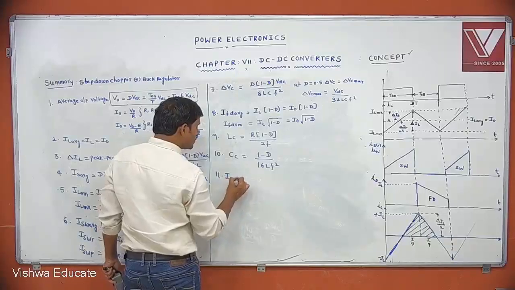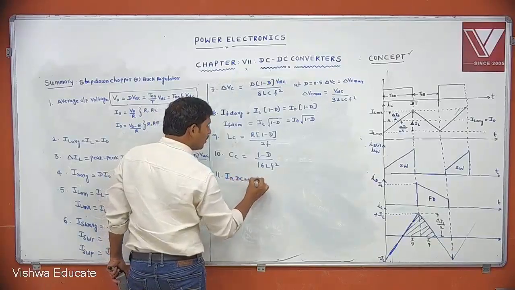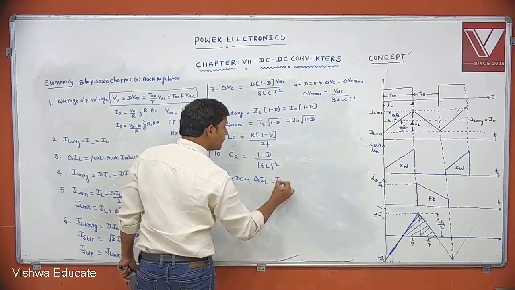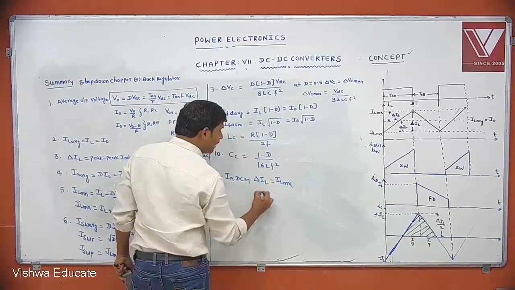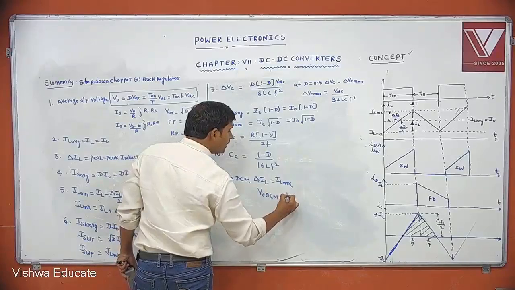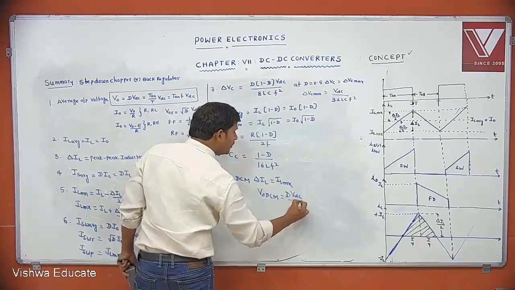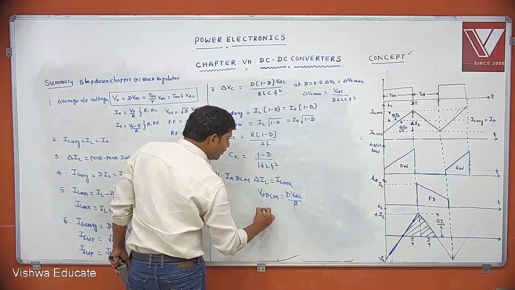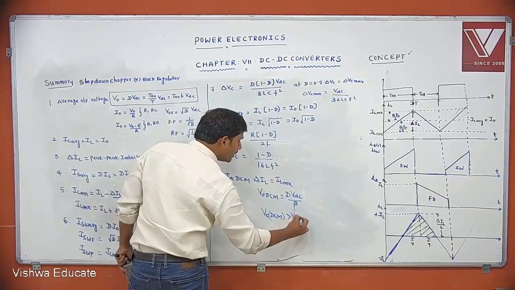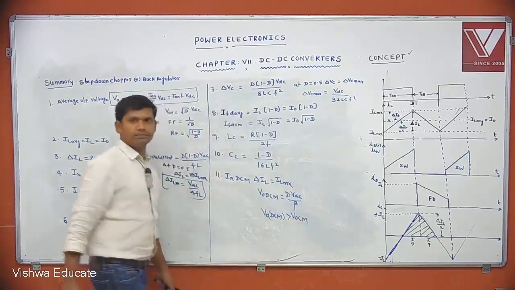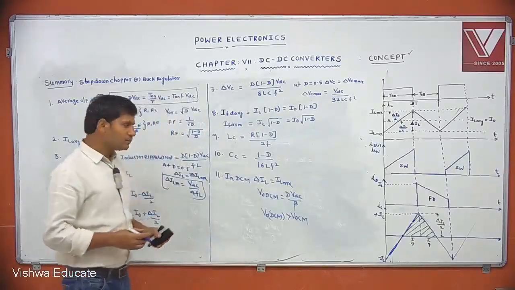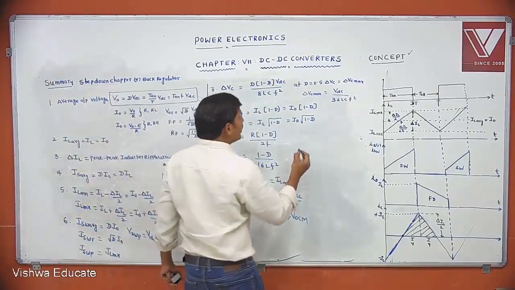Next, 11th one. In discontinuous mode, what is delta IL equal to? IL max. Then what is V0 in discontinuous mode equal to? That is D VDC by beta. Then V0 in discontinuous mode is greater than V0 under continuous mode. Okay, this is the 11th observation. Okay, you write it as a note.